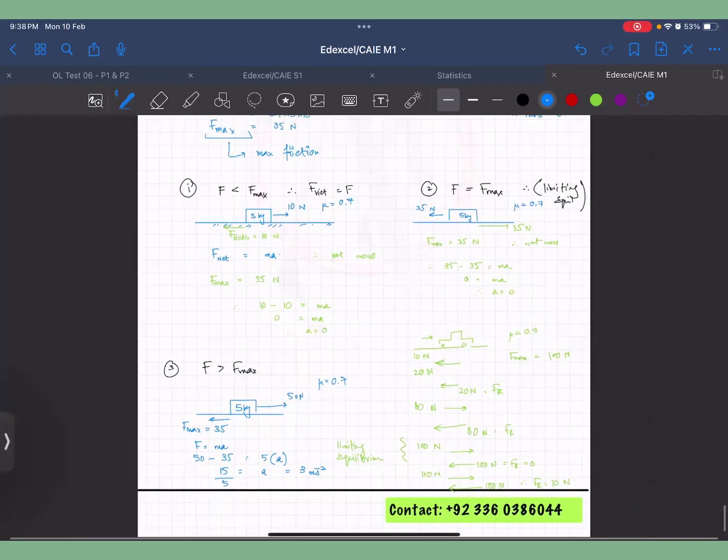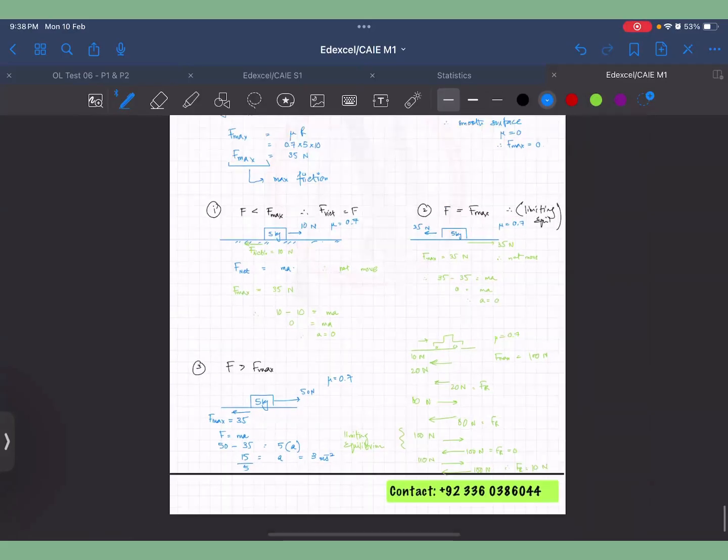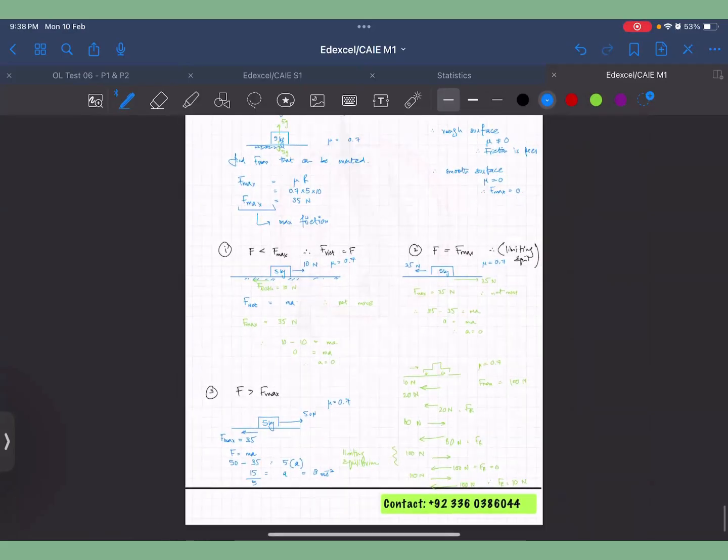So these are the three cases that you will see in past papers as well when you do the questions. These are the things that can happen when friction is involved. If friction is not involved, then it is the easiest part. Then you don't have to consider the friction anyway. Your friction would be zero, your mu would be zero, everything would be zero.